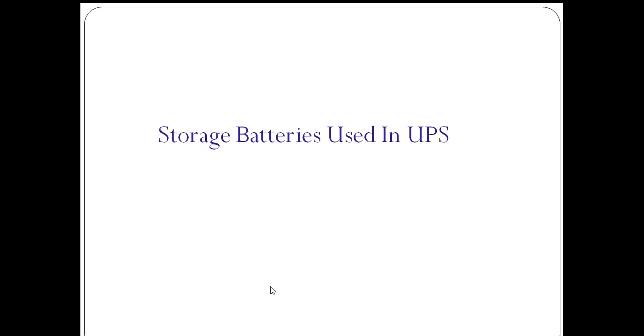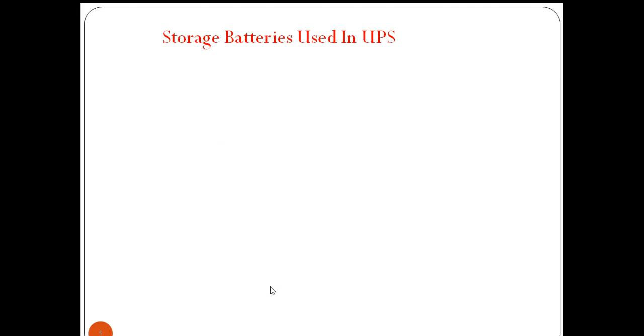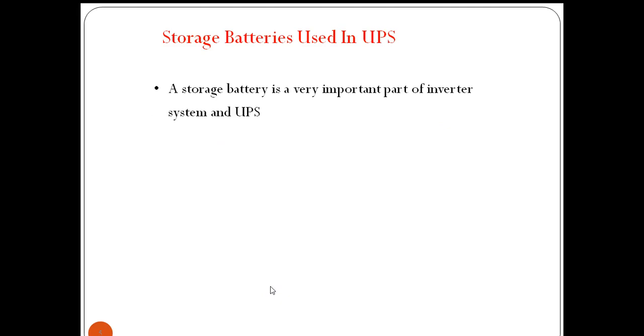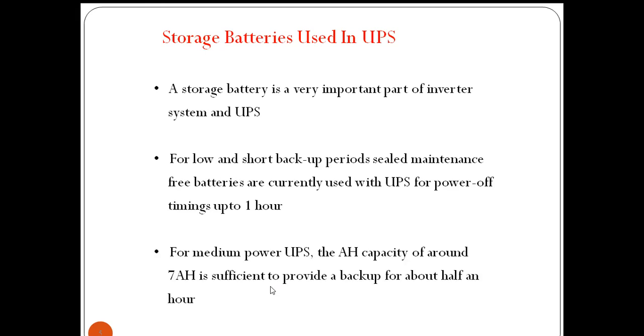Storage batteries are nothing but they store electrical energy in the form of direct current, and we are going to see what the different types are and how they operate. Actually, this storage battery is a very important part of the inverter system in a UPS, because in the absence of power, the energy stored in these storage batteries will be used. It will be converted into AC and supplied to the critical load. So it is playing a vital role.